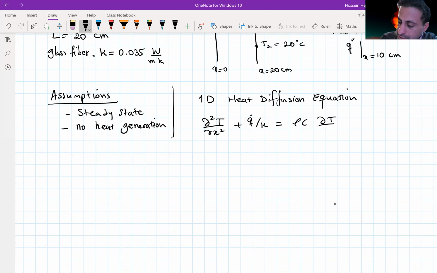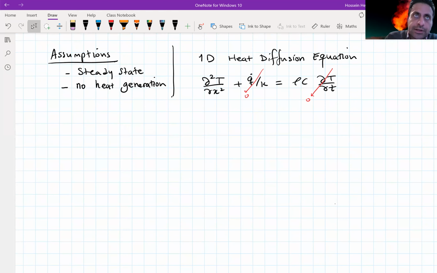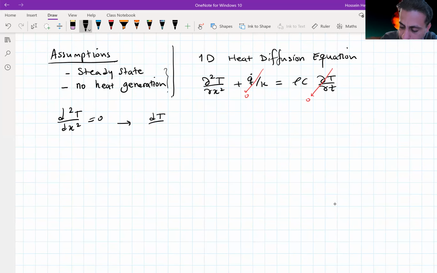Now, since this is a steady state, this term is going to be 0, and with no heat generation, this term is going to be 0. So we simplify this equation based on these two assumptions. What we end up with is d²T/dx² equal to 0. If you take an integral, it gives you dT over dx is a constant, c1.